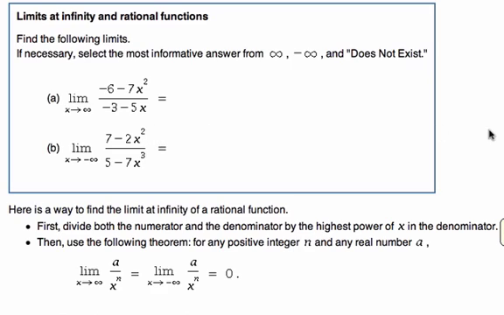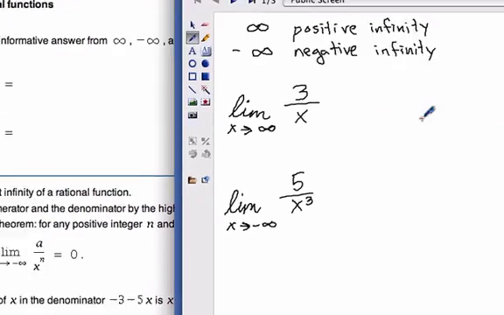I will show you what that looks like and then how to look at each problem. But before we go any further, I want to explain what this stuff down here means. It says, then use the following theorem. For any positive integer n and any real number a, the limit as x goes to positive infinity of a over x to the n equals 0. And it doesn't matter if it goes towards positive infinity or negative infinity, it equals 0. Let me show you what that means and where that comes from so you have a better understanding and it's easier to remember.